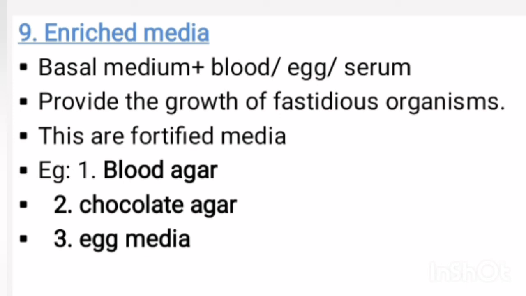Next one, enriched media. Enriched media is used for the growth of fastidious microorganisms. Fastidious microorganisms means some organisms require more nutrients for their growth. These are fortified media. That is, the media contain either blood, serum, or egg. Example: blood agar, chocolate agar, egg media, etc.